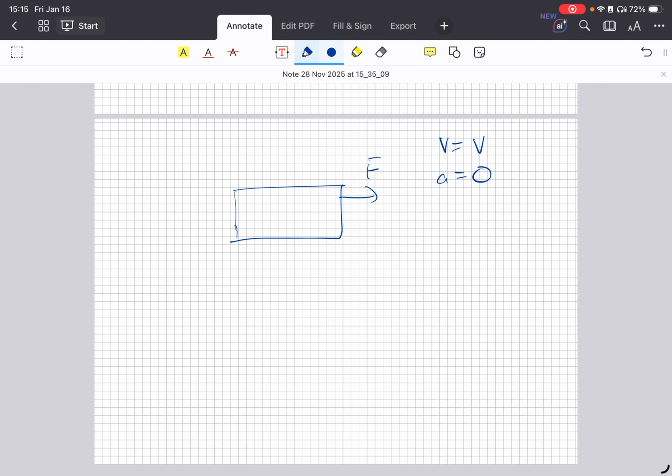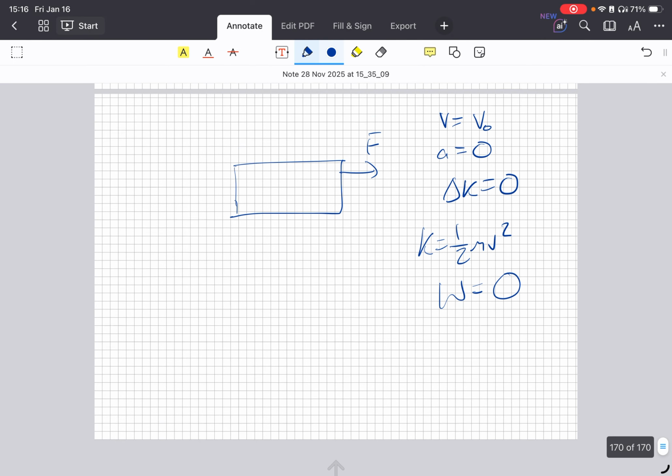So if a is 0, what that means is that the change in kinetic energy must be 0, okay? Because the velocity doesn't change. Another way, you can say that v is equal to v naught, i.e. whatever our initial speed is remains the speed, okay? And if that's the case, then the change in kinetic energy is 0, because of course kinetic energy is just half the mass times the velocity squared. So if the velocity stays the same, the kinetic energy stays the same. And that means that no work is done by the work-kinetic energy theorem.